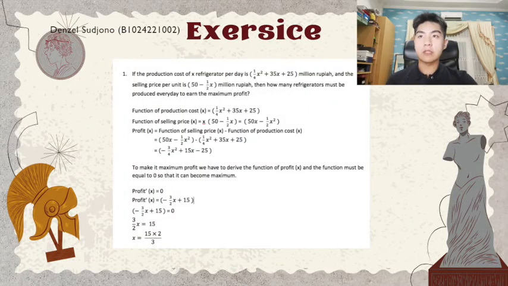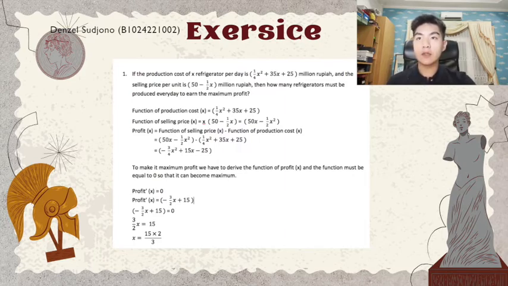For number 1, the question is: if the production cost of x refrigerators per day is 1/4 x squared plus 35x plus 25 million rupiah, and the selling price per unit is 50 minus 1/2 x million rupiah, then how many refrigerators must be produced every day to earn the maximum profit?